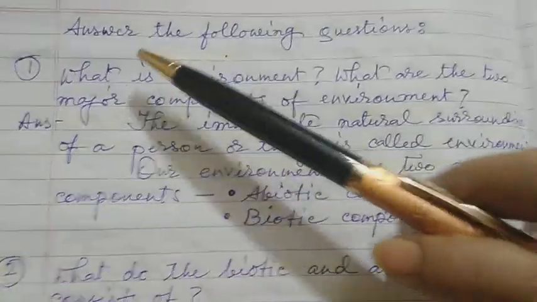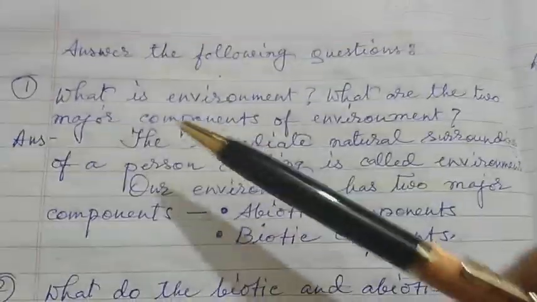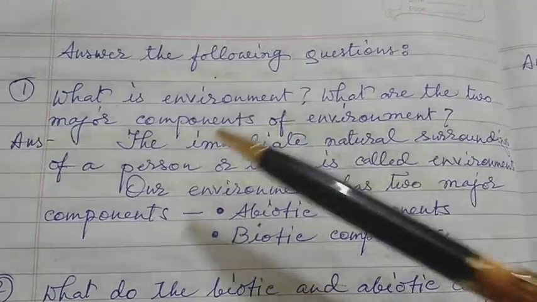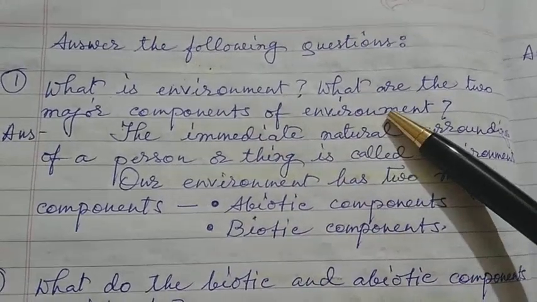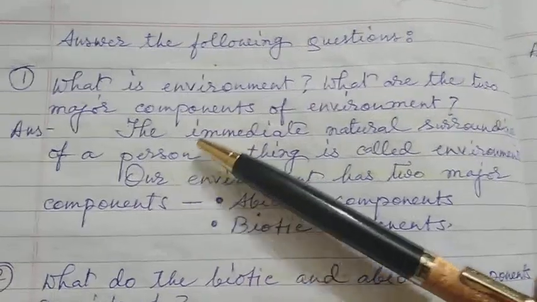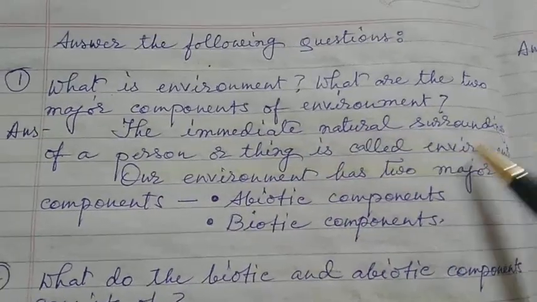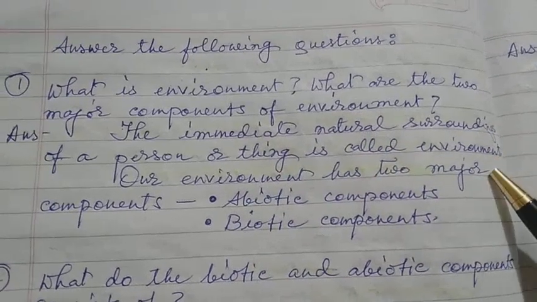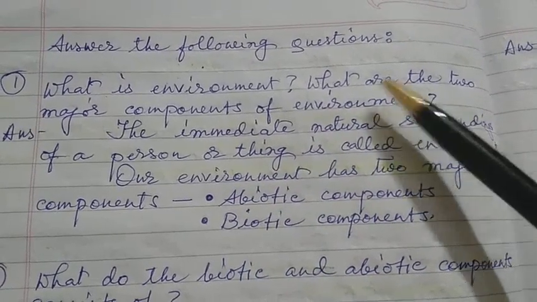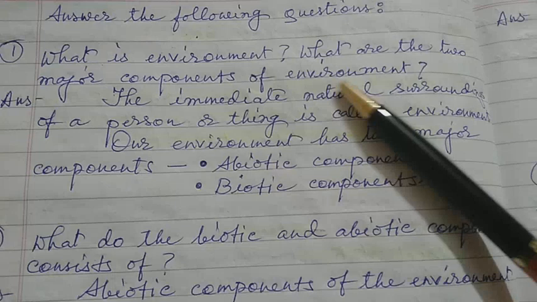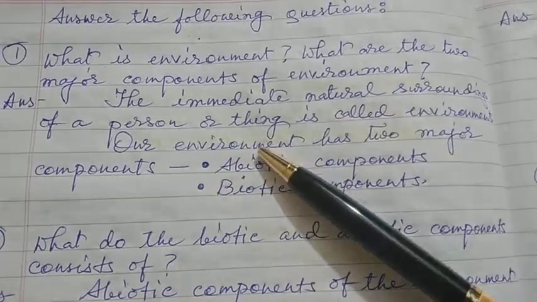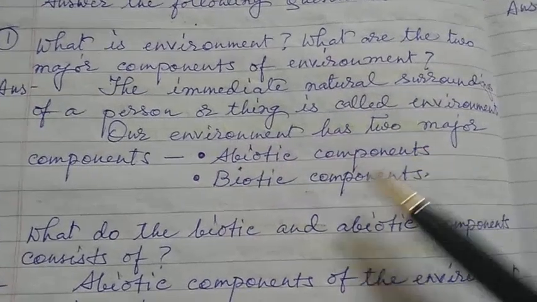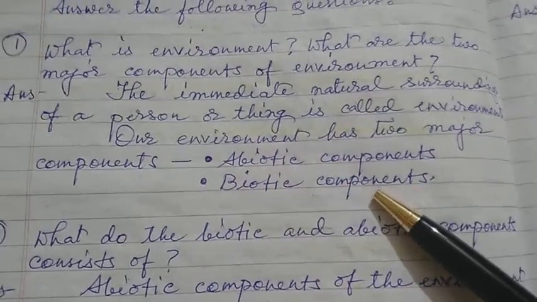First question here: answer the following questions. What is environment? The immediate natural surroundings of a person or thing is called environment. What are the two major components of environment? Our environment has two major components, abiotic components and biotic components.